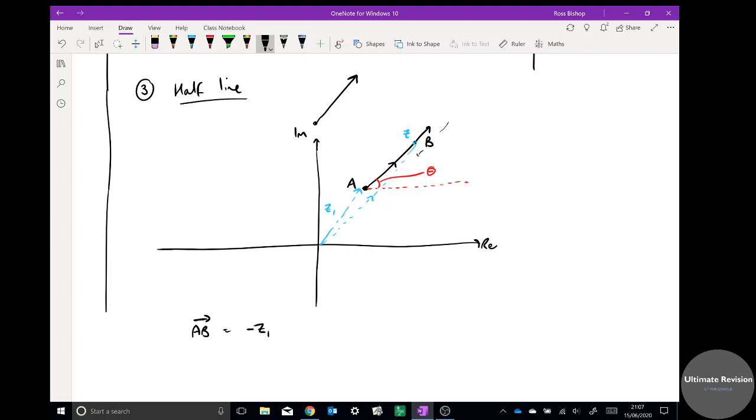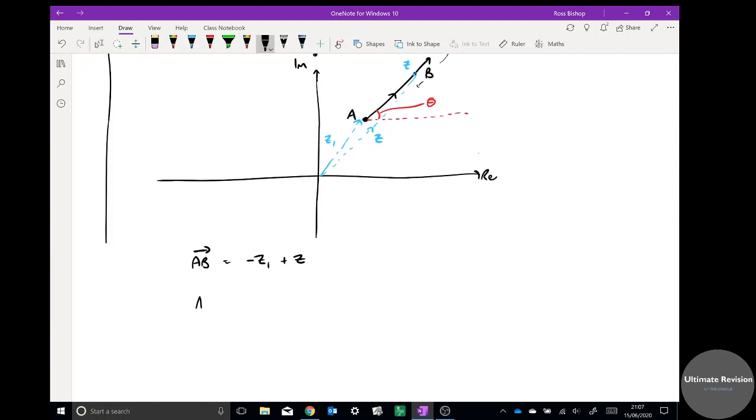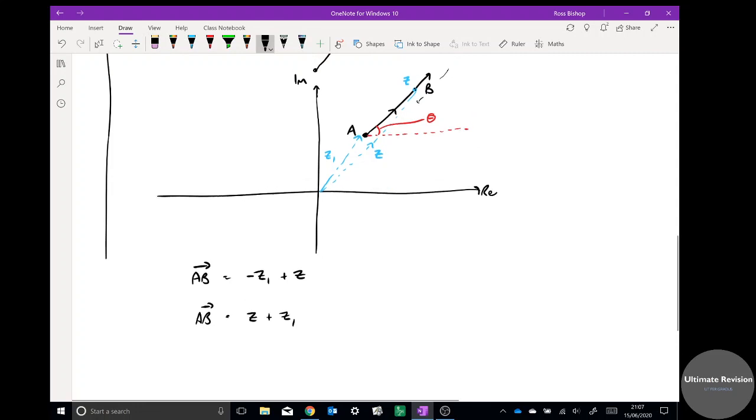I must go negative down Z1. And I'm going to call this vector Z, because that's the vector that's variable here. So Z1, and then I'm going to add on Z. Now, if I rearrange that, we usually write it in the other order. So Z plus Z1. So that is the equation of that. That's just that vector from A to B.